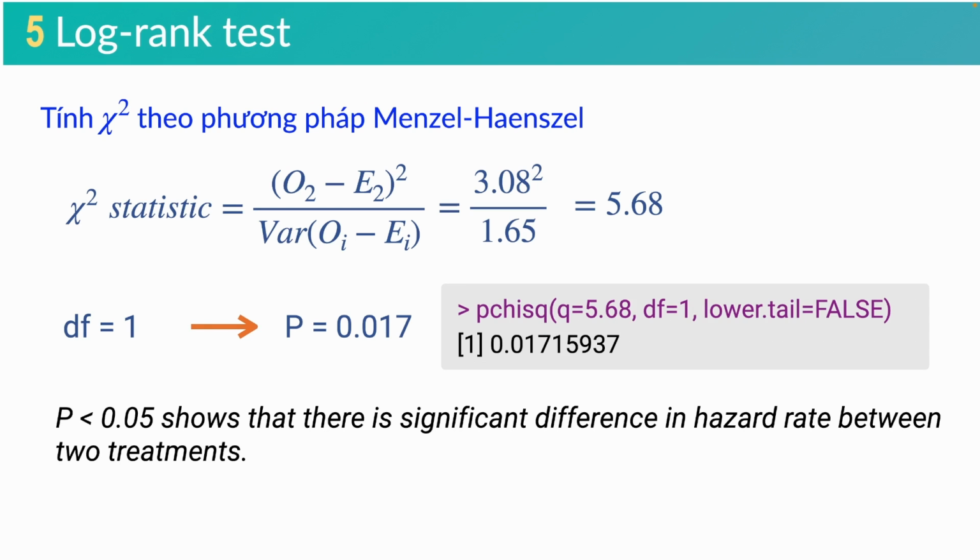Replace the calculated value into the equation. We have the chi-square value of 5.68, and this corresponds to the p-value of 0.017, and this value is smaller than 0.05, so we can conclude that there is significant difference in the hazard rate between two treatments, or we can say survival curves of two treatments are different.